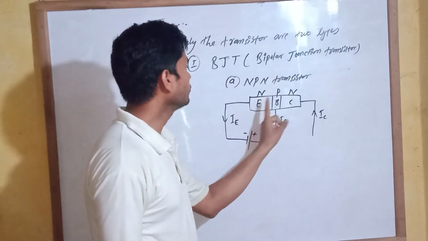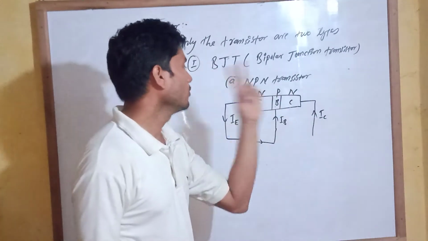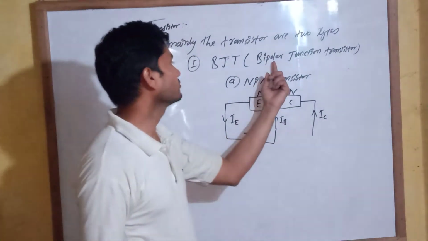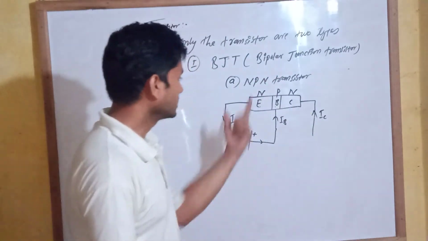Bipolar means this pole and this pole, N pole and N pole. We have two poles, so it is known as a bipolar junction. Sometimes it is also known as a semiconductor transistor.